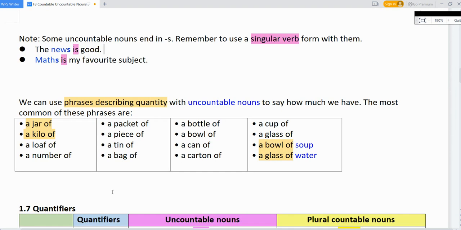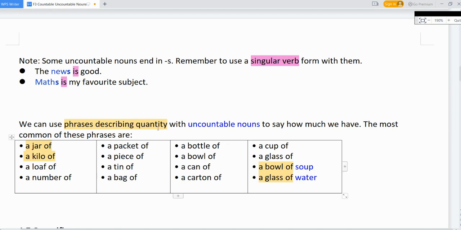Okay. Next, we can use phrases describing quantity. Okay, with uncountable nouns. So uncountable nouns ni walaupun kita tak boleh kira, we cannot count them, but we can measure them. Kita boleh ukur. Okay, so we use these phrases describing quantity to say how much we have. Okay, the most common of these phrases are a jar of pickles, satu balang jeruk, for example. You didn't say jeruk, kalau jeruk you cannot kira. Okay, but if you say a jar of pickles, then you can count lah berapa jar.